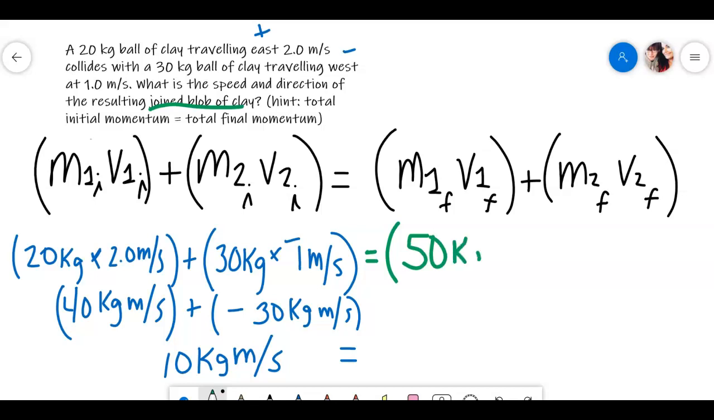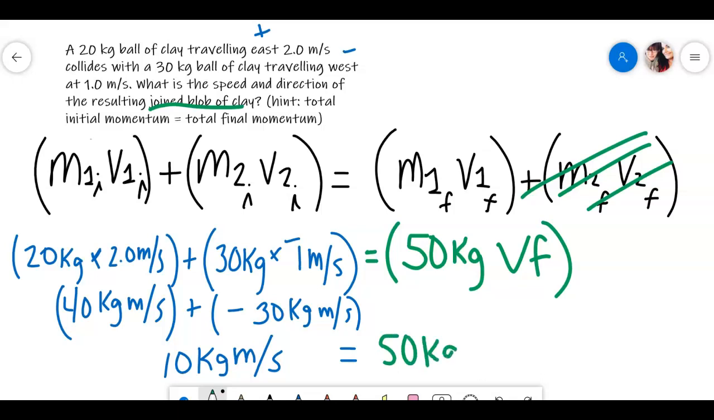Okay? And we only will have a single velocity afterwards. So we really aren't going to have this as much. We're just going to have a situation where we'll have one mass, which is the sum of the two masses, and one velocity. What we don't know is the velocity afterwards. We don't know v sub f. Okay? So we end up with 10 kilogram meters per second equals 50 kilograms times this v that we don't know.